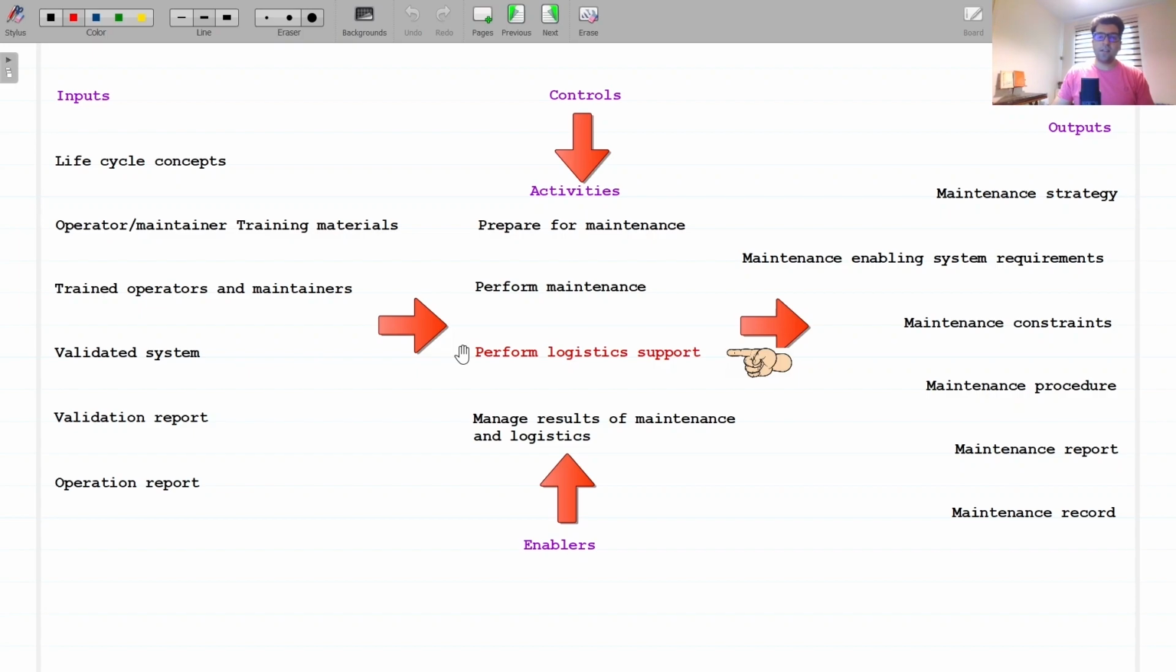The actions include staffing, maintenance, management, supply support, support equipment, technical data needs, for example, manuals, instructions, lists, training support, sustaining engineering, computing resources, and facilities.